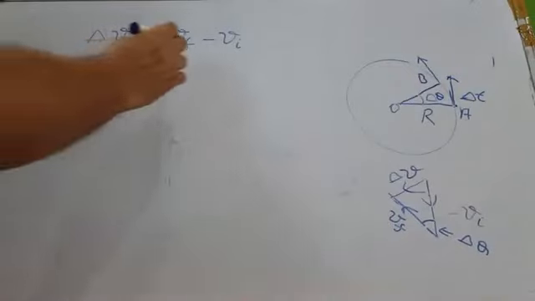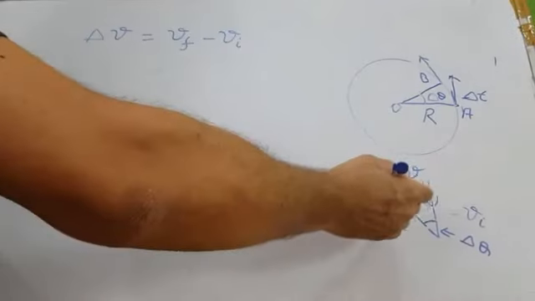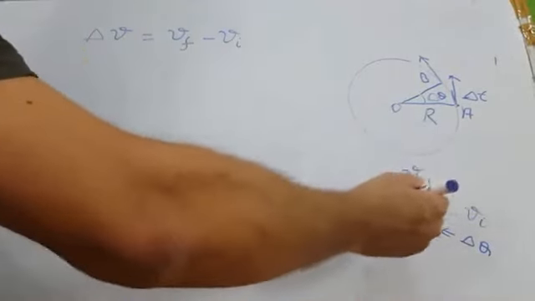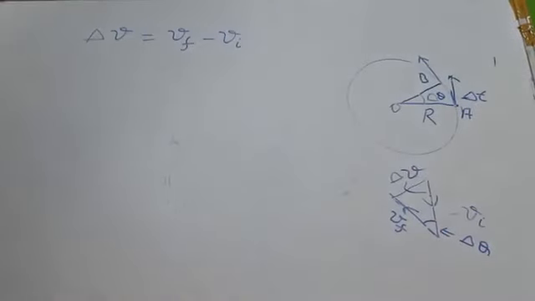So delta v will be Vf minus Vi. This length is the magnitude, and this is the direction of delta v, the change in velocity. So it is toward the center. So acceleration will be toward the center of the circle if a particle moves in a circular path with constant speed. Acceleration will always be toward the center of the circle in that case. Now we will find out what the acceleration will be.